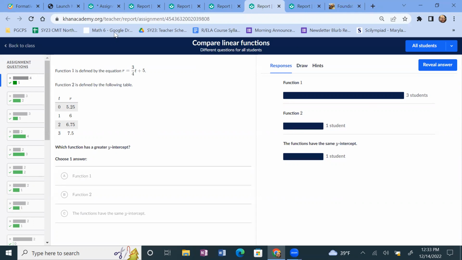All right, and then these two are still talking about this, except now we have 2 functions and we're comparing. Okay, so we have function 1, function 2, and make sure that you remember our acronym. So here they're giving us graphs, equations, and tables.